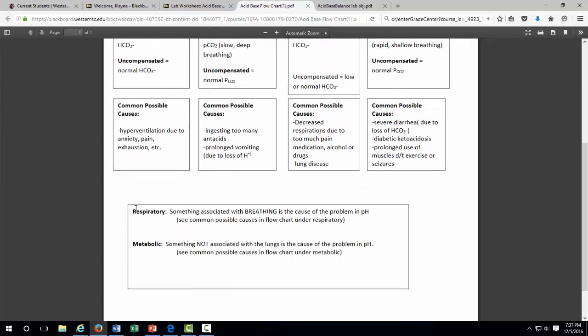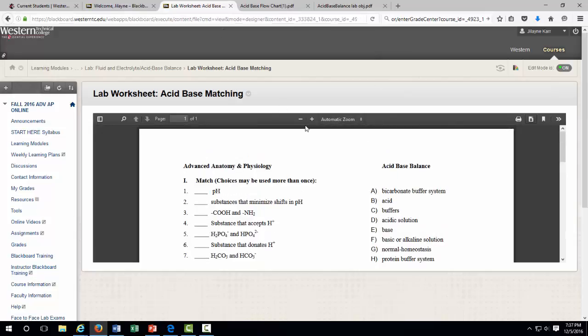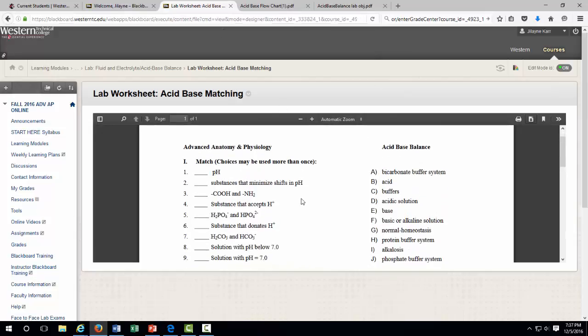Okay, so again, just in a summary at the bottom of the flow chart here, if it's a respiratory acidosis or alkalosis, something is going on with the breathing. So think of the lungs or the respiratory rate. What are they doing in their breathing that might be throwing off the pH? And metabolic, it's something outside the lungs. So it's pretty straightforward. All right, so let's go look at the worksheet first with the matching, and then I'll give you time to work on your case study.